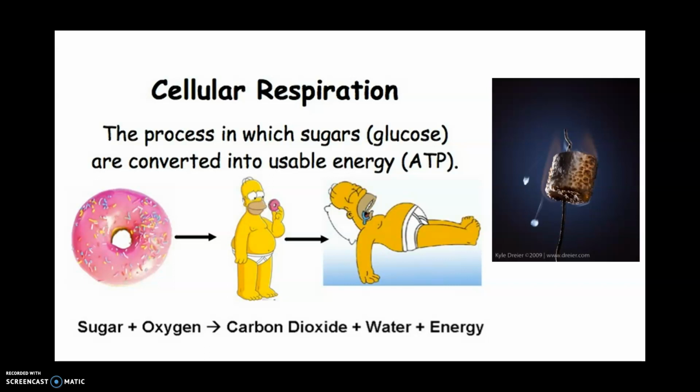This is the chemical reaction behind a pretty complicated process that our bodies use to convert food energy into usable energy for our cells. So you can think of it as sugar plus oxygen, the oxygen that we have to breathe to live, combined together, creating carbon dioxide as a waste product. This is what we breathe out, plus water as sort of another waste product that just gets added to the water in our bodies, plus energy.